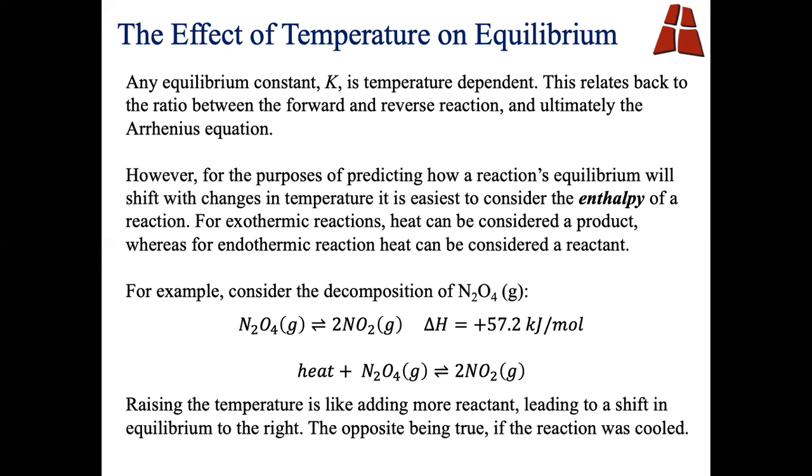And so if we raise the temperature, that would be the same thing as essentially adding more reactant. And this will shift our equilibrium towards the right, meaning that we'll get the formation of more of our product, okay? If this was instead an exothermic reaction, heat would instead be a product, and so adding more heat would drive the reaction to the left, forming more reactant to reestablish equilibrium, right?